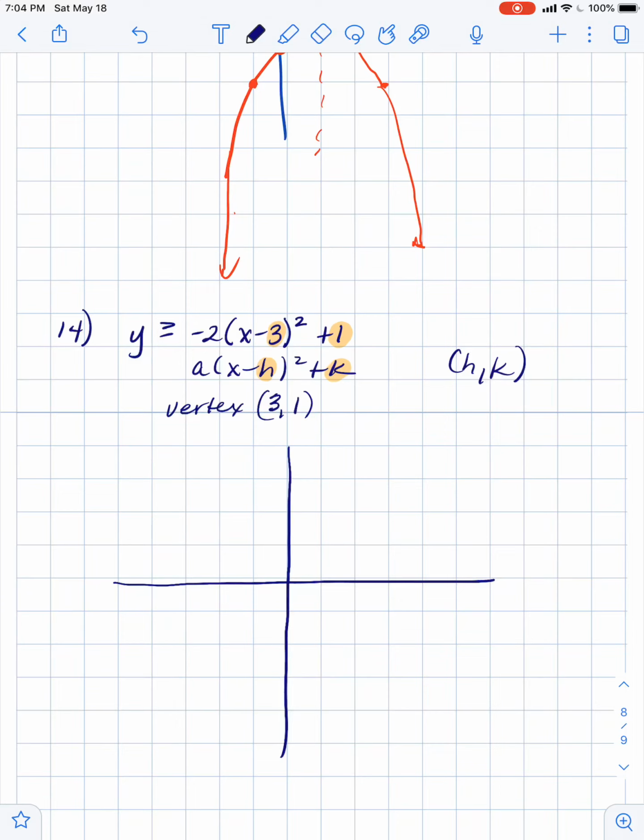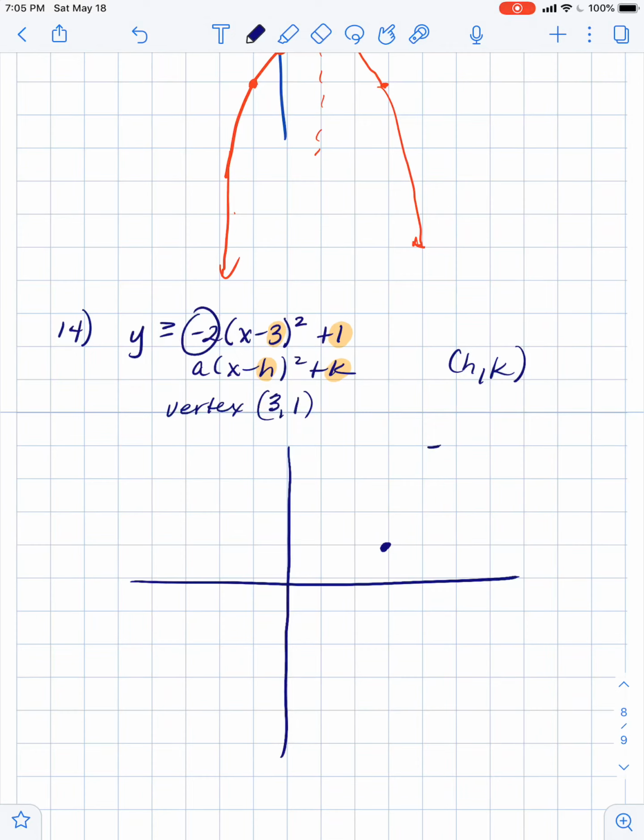So when I go to graph, I should have moved that down a little bit. Let me slide that down. When I go to graph, I'm going to put 3, 1. I guess that's high enough. And then I have a -2 as my slope, which means it's going to open down.